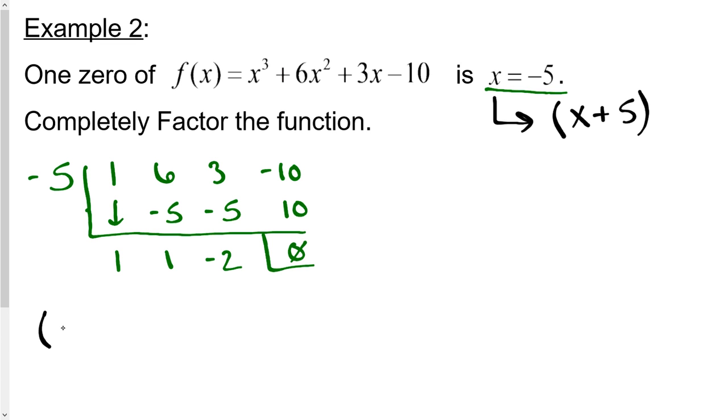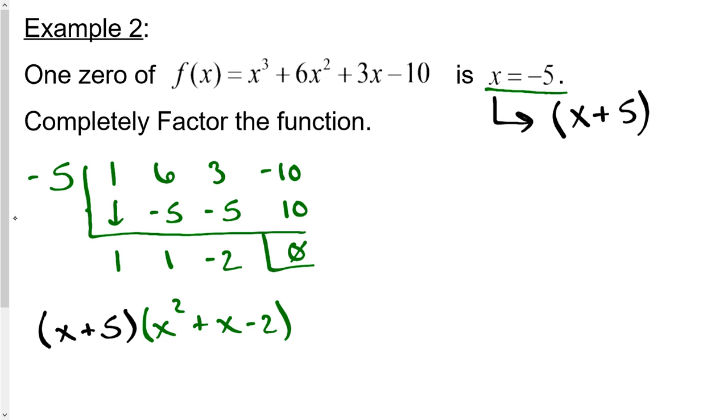I can use my first factor that I wasn't exactly given, but I'm smart enough to figure out that that's exactly what it is. So I have x plus 5, and then I also have x squared plus x minus 2. Okay? So why is it x squared plus x minus 2? Well, 1x squared, 1x, and minus 2, remainder of 0.